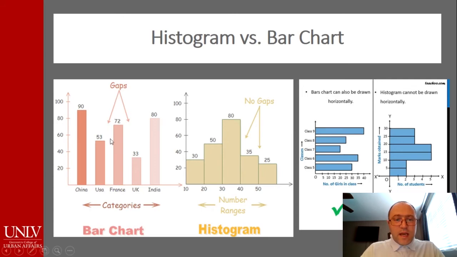There is a gap between the bars in the bar chart, but in the histogram, there are no gaps between the bars. This is the first difference. Also, you can display a bar chart either horizontally or vertically, but you cannot display a histogram horizontally. This is the second difference between the histogram and bar chart.